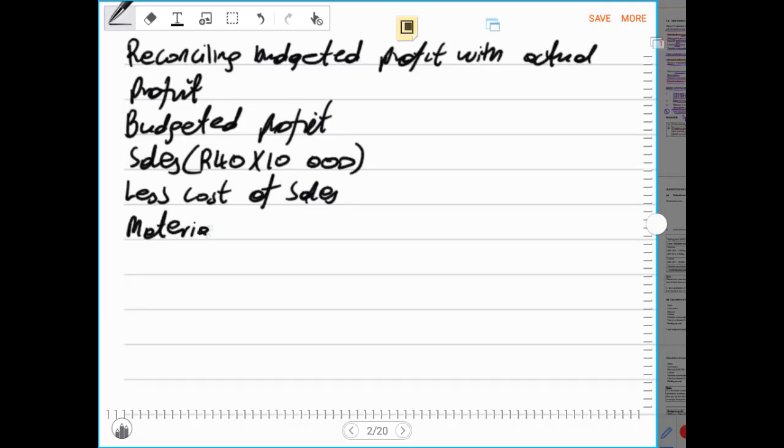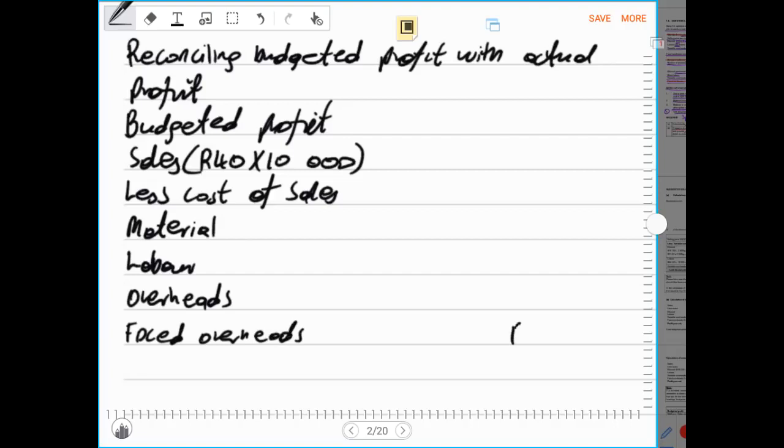Then we have our material. Remember, there was no opening inventory. If there was opening inventory, we would have to start with the opening inventory. Then we take into account production. Remember, all this is under production. The material is under production, but we will just say material. Material, labor, and overheads are all total production costs. So we'll have material, labor, and overheads, which is the variable overheads. Then we take into account fixed overheads, and we already know that our fixed overheads is 50,000 rands. We have seen it already.